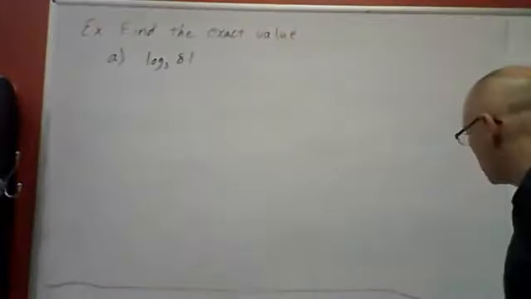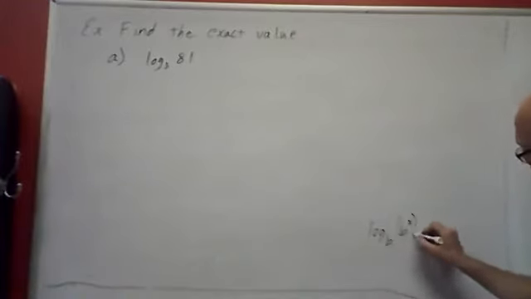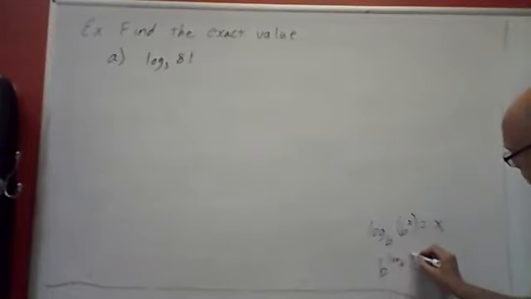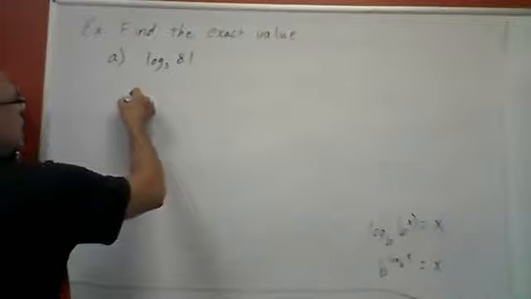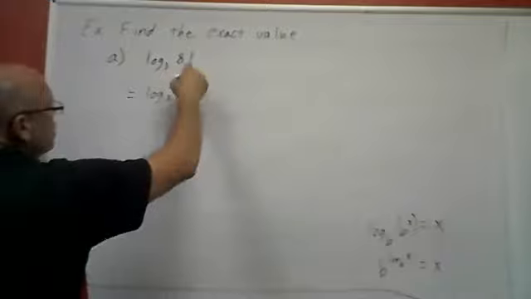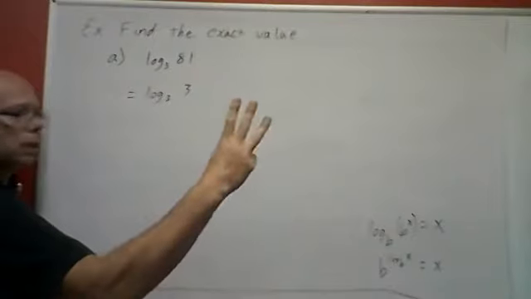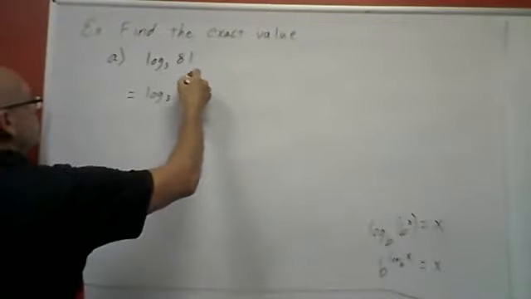All right, let's think about those properties we had a little while ago. What was that? Something like log base b of b to the x is equal to x, right? What else do we have? b raised to the log base b of x was also equal to x. All right, I'm going to do a rewrite. I'm going to call this log base 3 of, now 81 is just a power of 3, right? Let's see, 3 times 3 is 9, times 3 is 27, times 3 is what? 81, so that's 3 to the 4th.